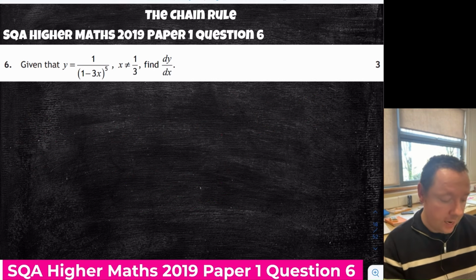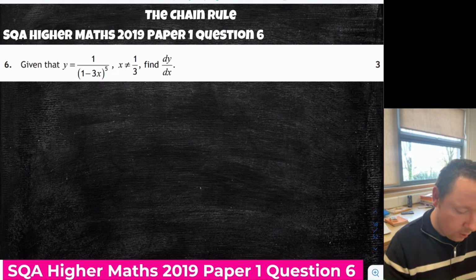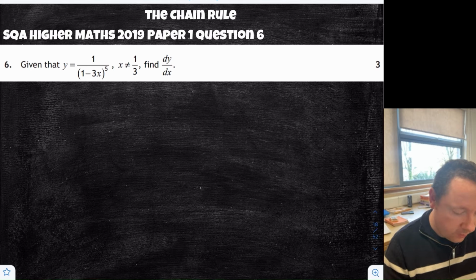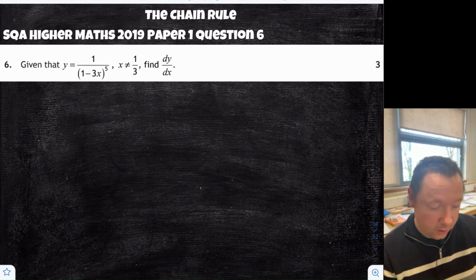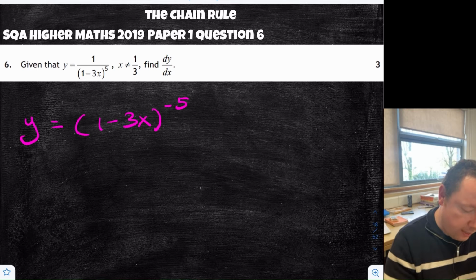Okay, the chain rule, SQA Higher Maths 2019, Paper 1, Question 6. Given that y equals 1 over the square root of 1 minus 3x, and x is not a third, find dy by dx. Let's get it ready to differentiate. So y equals 1 minus 3x to the minus a half.